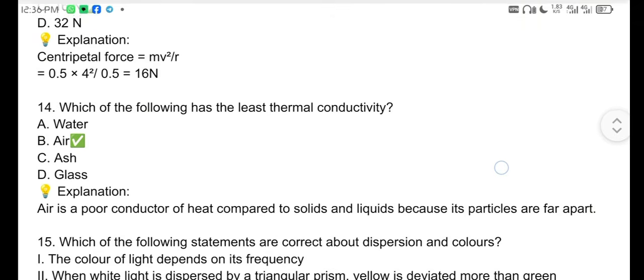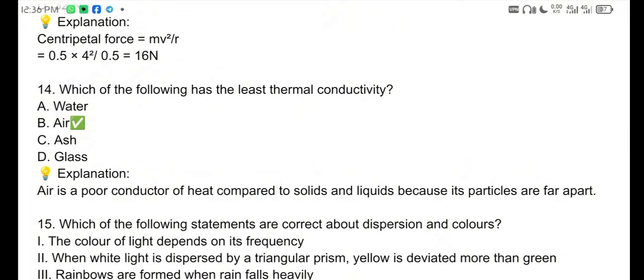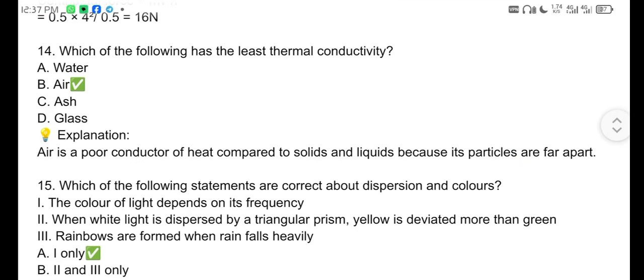Next question is, which of the following has the least thermal conductivity? All right, so the answer there is air. Air is a poor conductor of heat compared to solids and liquids because its particles are far apart.